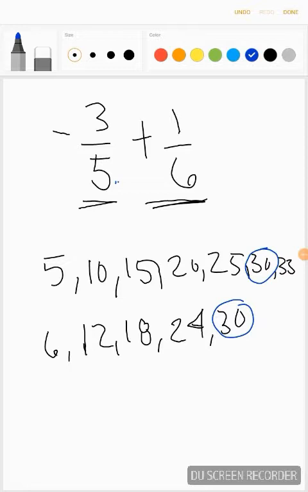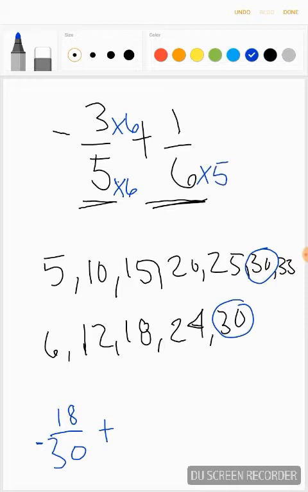So in order to get this 5 to 30, we're going to have to multiply by 6, right? Because 5, 1, 2, 3, 4, 5, 6 times 6 gives us 30. So we now have 30. Make sure you carry your negative sign. So whatever we do to the bottom, we're going to have to do to the top. So 3 times 6 is 18. Now it's plus. Now we have to get this 6 to 30. We're going to multiply times 5, whatever we do to the bottom we do to the top, and that gets us 5 over 30.